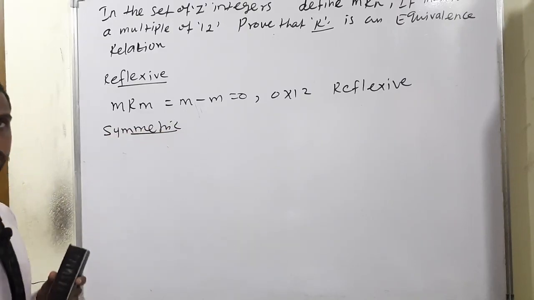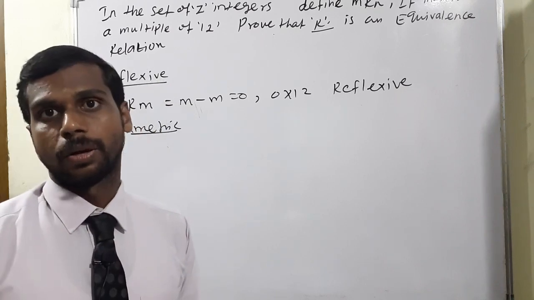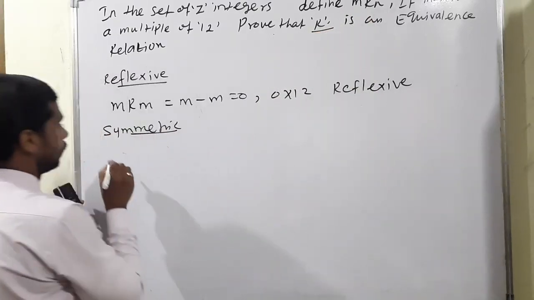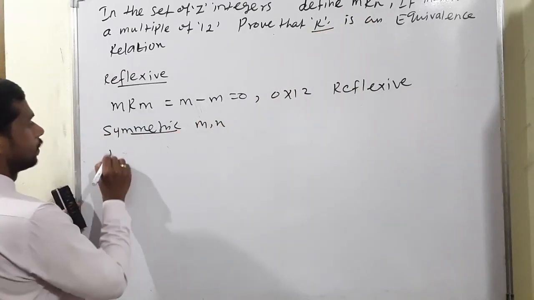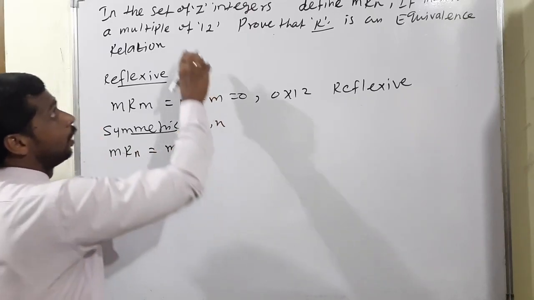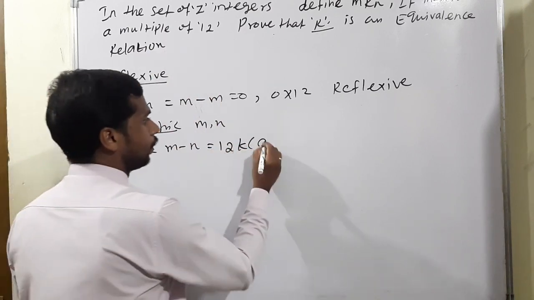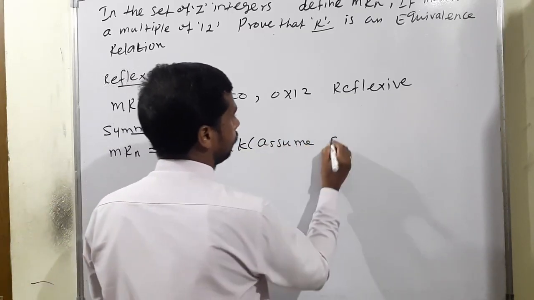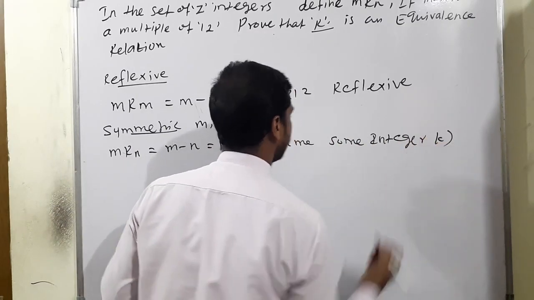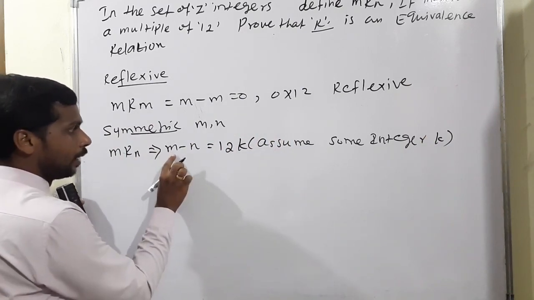Second, symmetric. Symmetric means (a, b) belongs to R implies (b, a) also belongs to R. Then only we can say that it is symmetric. But in the given condition, consider (m, n). M related to n means m minus n is a multiple of 12, that is, 12 into k. So k we have to assume is some integer, okay?